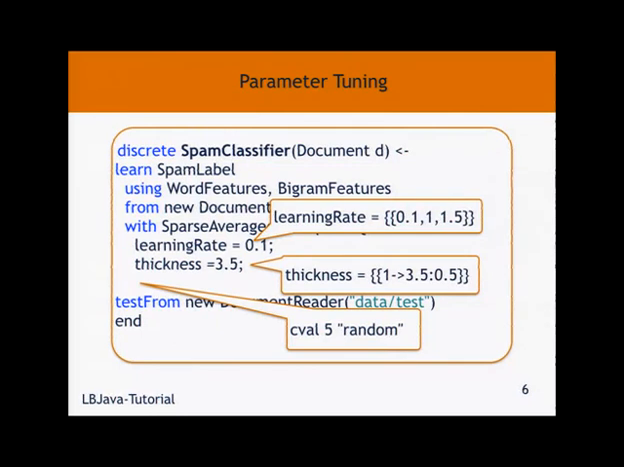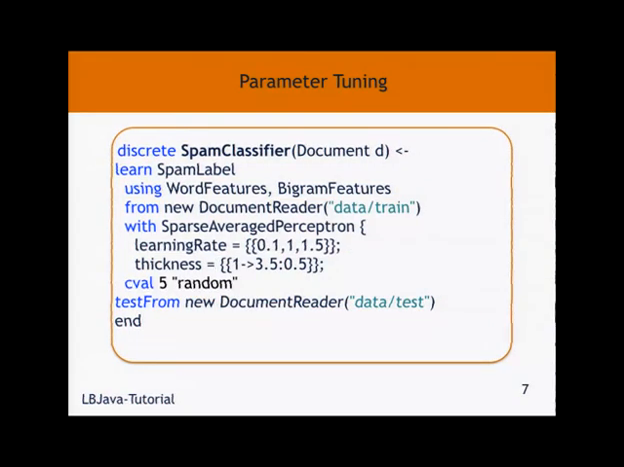In this case, also, it is a valid setting because when you train on some part, you test on the other parts, and also you don't use your test. So still, it is a valid setting for tuning the parameters, but it's a different setting than having the development set. So here, in this example, we use that. So this is the actual LBJava program that you write. We set the learning rate, thickness, and said, okay, now try this greedily, all these parameters in cross-validation, and then test from the test data.